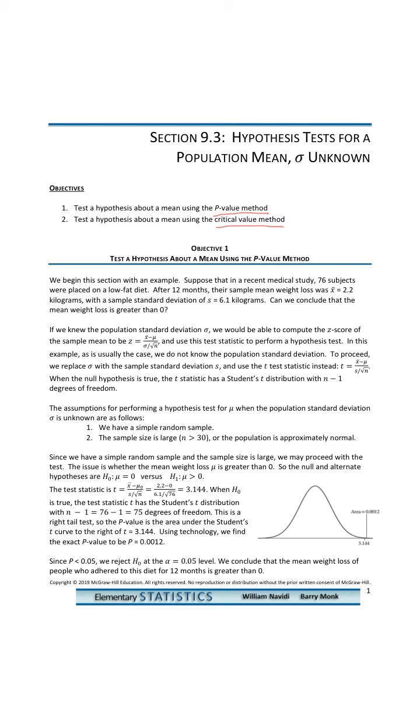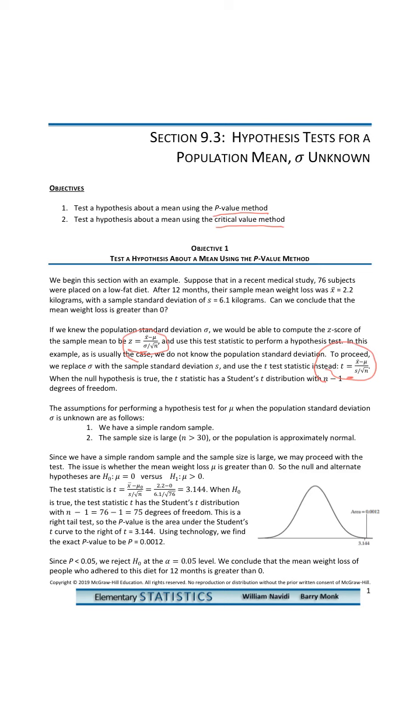So because we don't know sigma, we cannot use the z-score. Instead, we can use the t-statistic, where we replace sigma by S. When the null hypothesis is true, the t-statistic has a student t distribution with n-1 degrees of freedom. We described the student t distribution in section 8.2. When we perform the test using the t-statistic, we call the test a t-test.